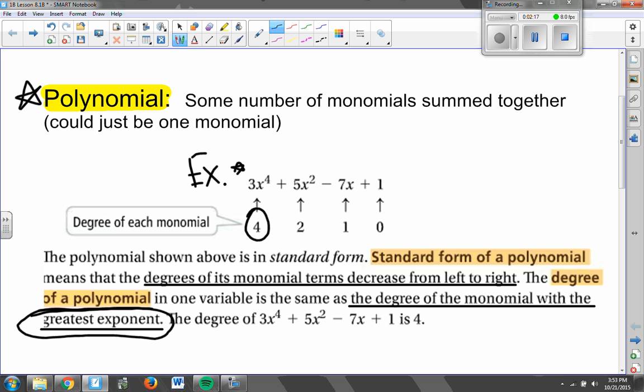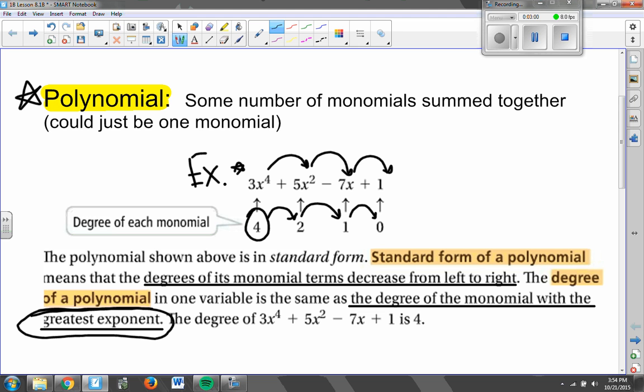So the degree of the polynomial is whatever is the largest exponent that you have, or the term with the highest degree. The other thing that your book introduces here is what's called standard form. Standard form of a polynomial means the degrees of the monomial terms decrease. So that means highest degree on the left, next highest, next highest, next highest. So we go from 4 to 2 to 1 to 0 here. That is in standard form because our degrees for each monomial are decreasing as we go from left to right.